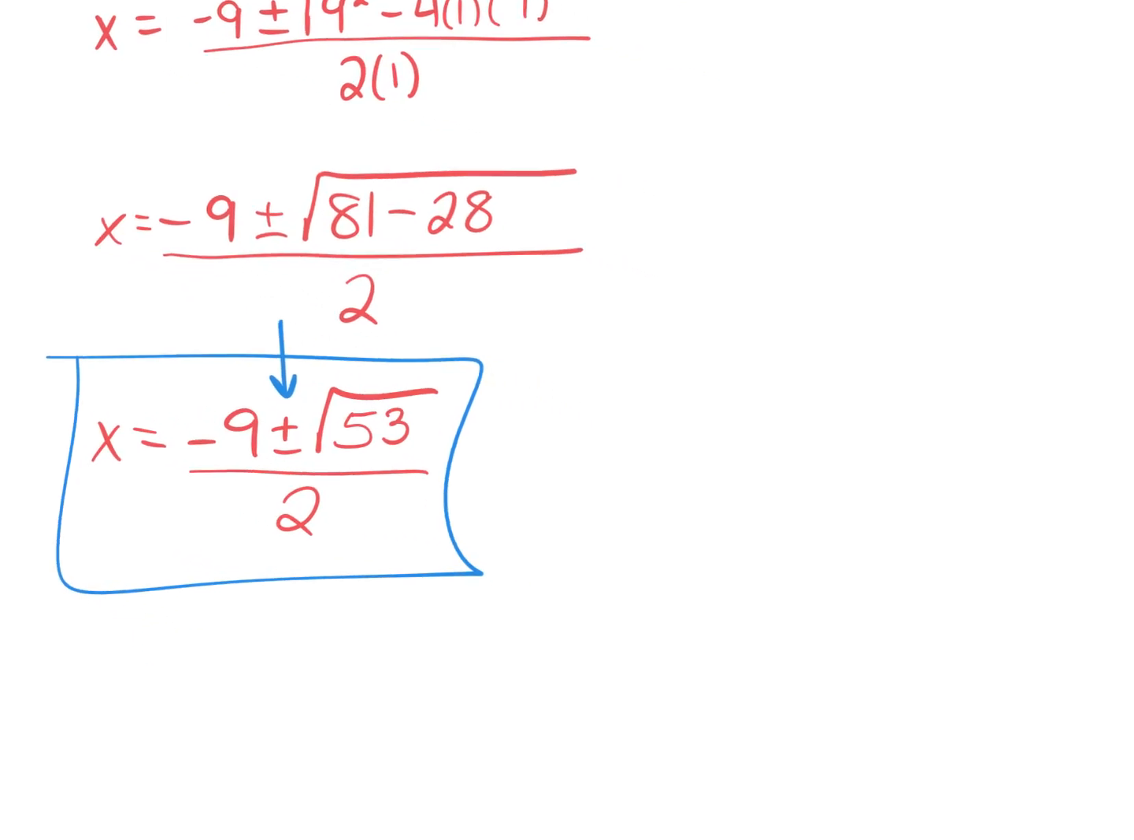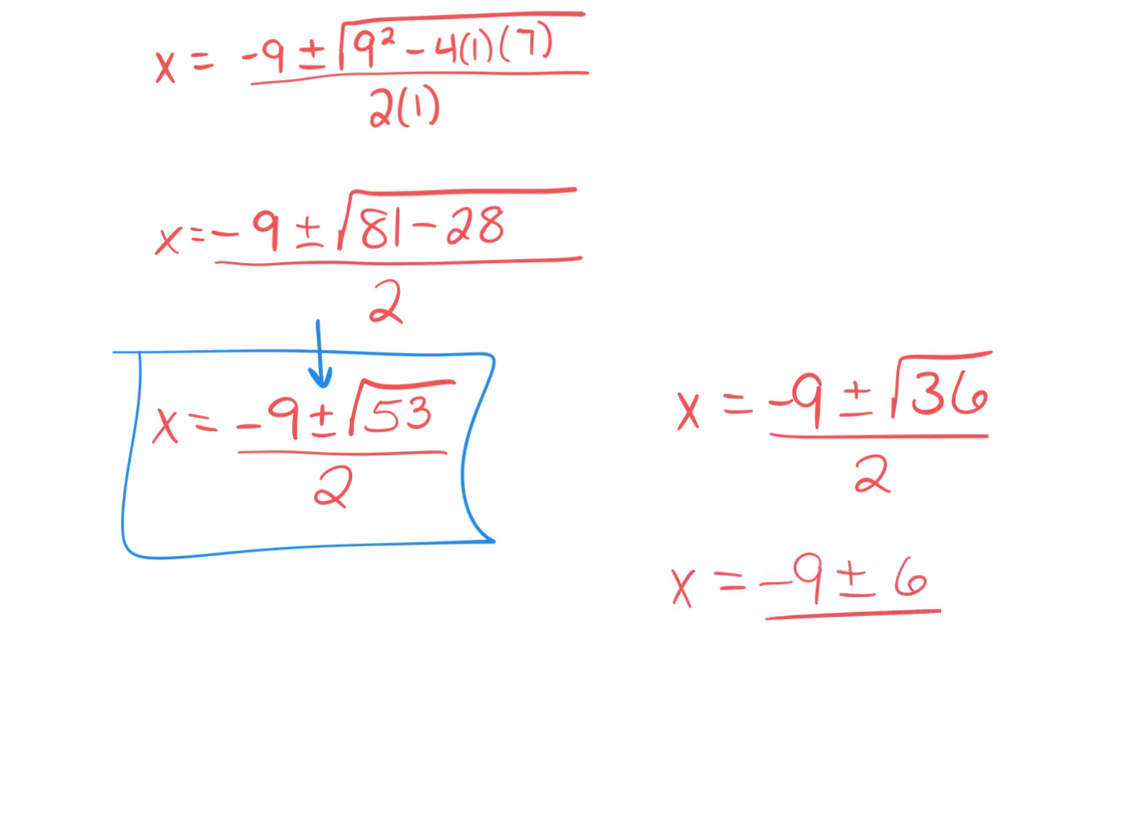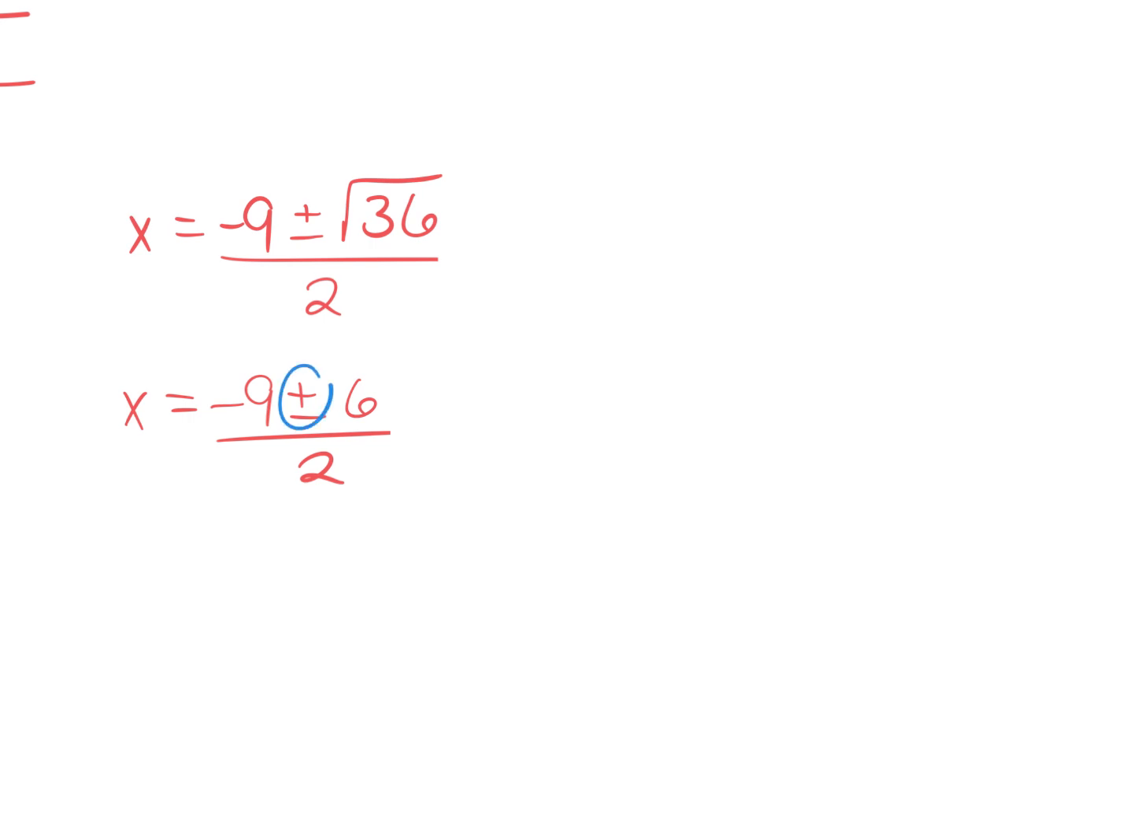I want to talk about something real quick. What if that square root did end up perfect? If I had x equals negative 9 plus or minus the square root of, say, 36, can I go farther with this? Yes, the square root of 36 is 6. 6 divided by 2. Can I go farther? Yes. This turns into two options: x equals negative 9 plus 6 divided by 2.